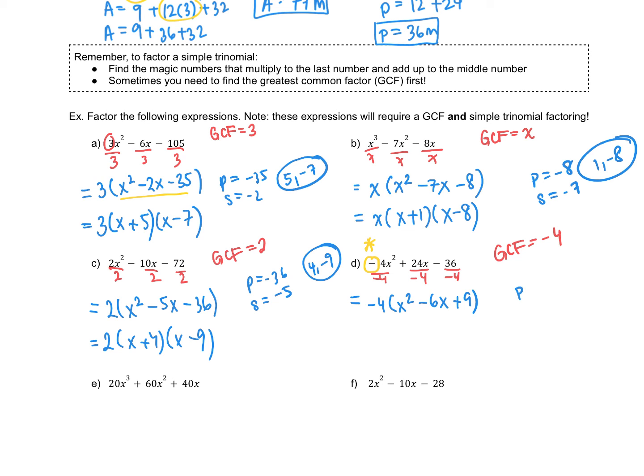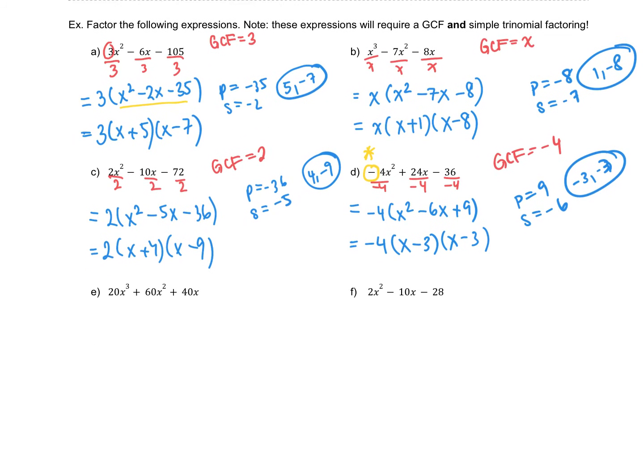And now the product has to be +9 and the sum has to be -6. Now remember, to get a positive product, both numbers are positive or they're both negative. Because my sum is negative, that means they should both be negative. So to get 9, it could be 1 times 9, but -1 and -9 adds up to -10, or -3 and -3, which is the perfect combination because that's the combination that adds up to -6 as well. So -4, and then bracket x minus 3 and x minus 3 again.